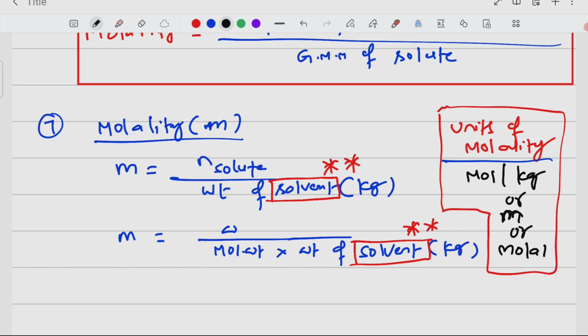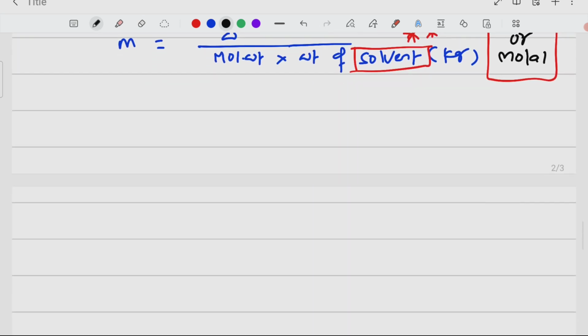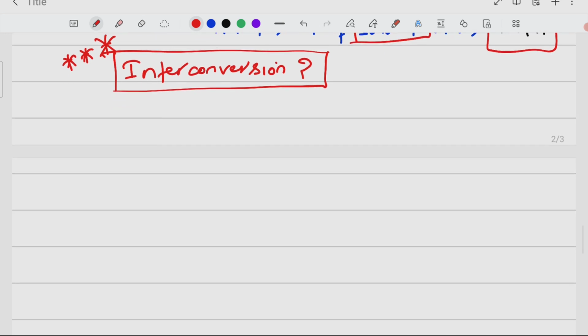Next, further if we move, there is the interconversion formula. Here, advanced questions, pay attention everyone, students. There is an interconversion relation between molarity and molality, which plays the most significant part in advanced questions. Once you recollect the interconversion formulas, whatever you remembered, interconversion related formulas.